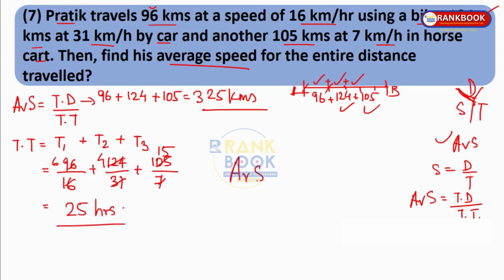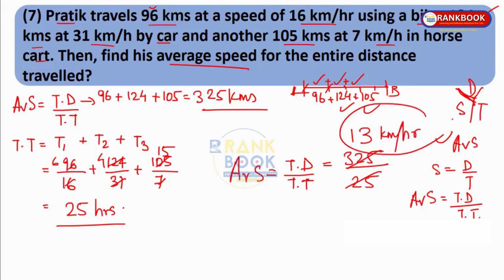So what is the average speed now? Total distance upon total time, that would be 325 upon 25, which is 13 kilometers per hour. This is the average speed for Pratik. See how we just found out the total distance and the total time. We divided it, and we got the average speed for the entire distance.